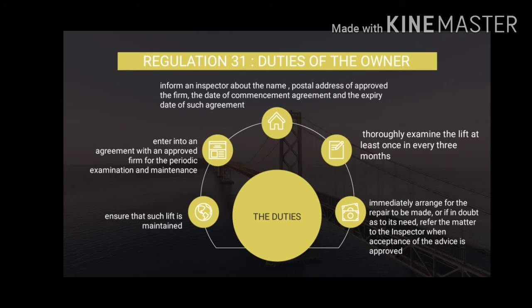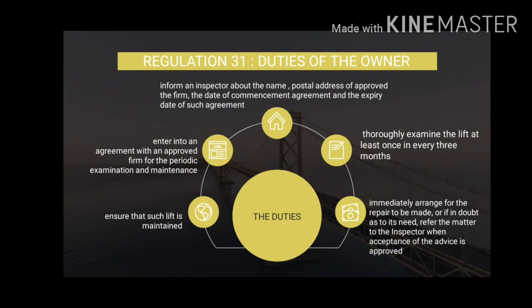So for Regulation 31, which is duties of the owner, the owner must ensure that such lift is maintained, must enter into an agreement with an approved firm for periodic examination and maintenance, and must inform an inspector about the name, postal address, the date of commencement of the agreement, and the expiry date of such agreement.